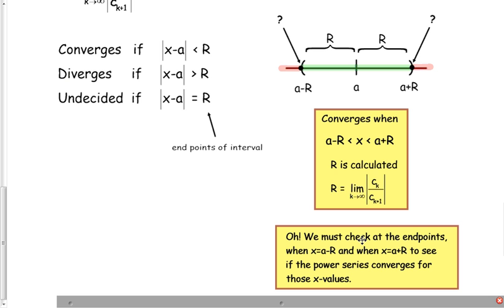Now, this R doesn't tell us whether we actually converge at these endpoints, so we must check the endpoints separately. That is, we must find out whether it converges at this endpoint and find out separately if it converges at this endpoint. It might not converge at either endpoint. It might converge at both endpoints. It might converge at one and not at the other. We don't know that in advance. We just have to test and check.